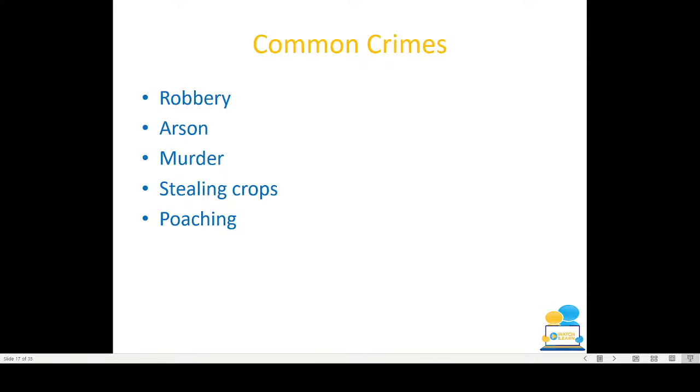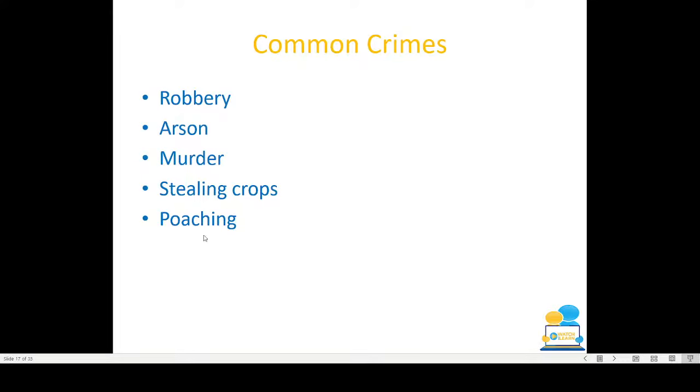Secondly, poaching. The important thing here is that many of these lords in the Middle Ages would have had their own land, and on this land they could also hunt. It was illegal for any other person who wasn't the person who owned that land to hunt on that land, and this was poaching. So these are two big crimes.